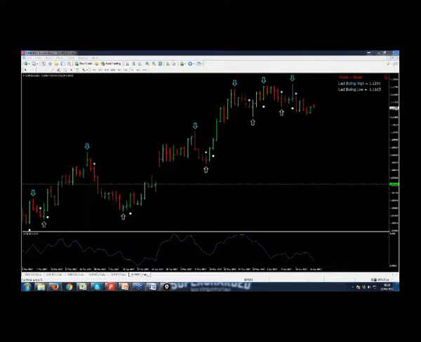If you would like to see us manage this trading opportunity, then of course you're able to do that, and we will be managing these opportunities in our WhatsApp group.